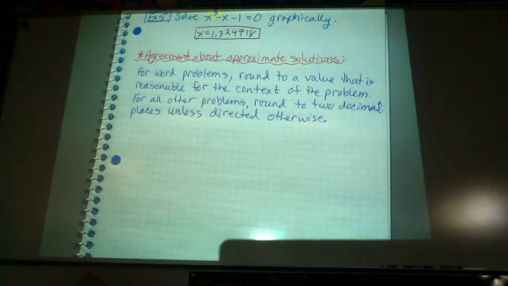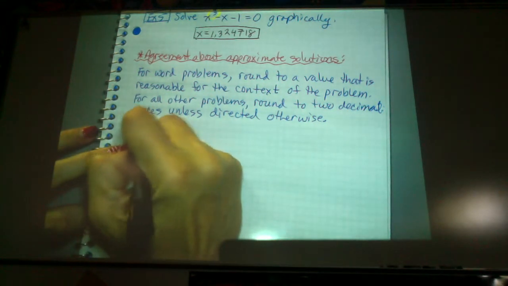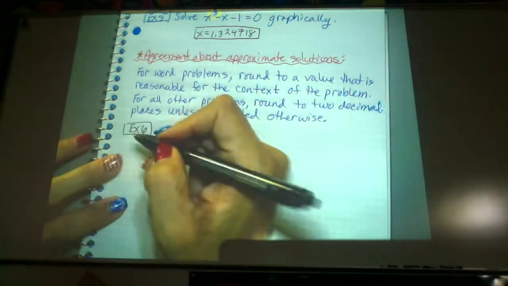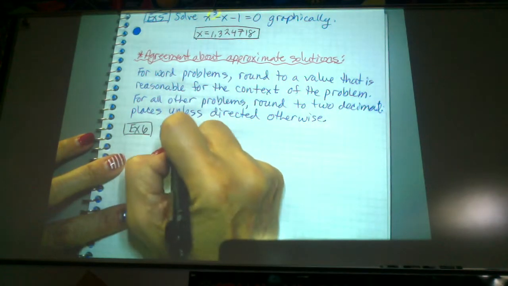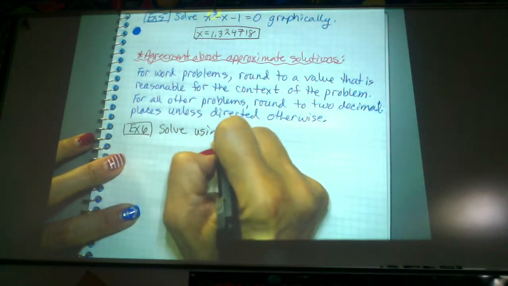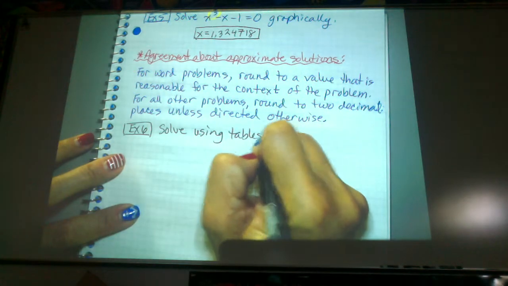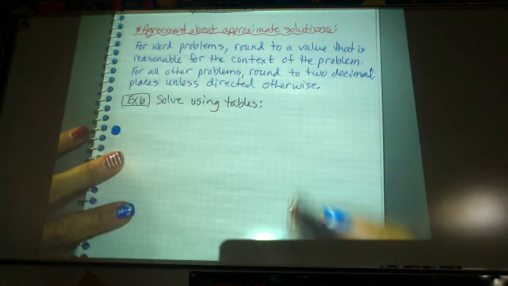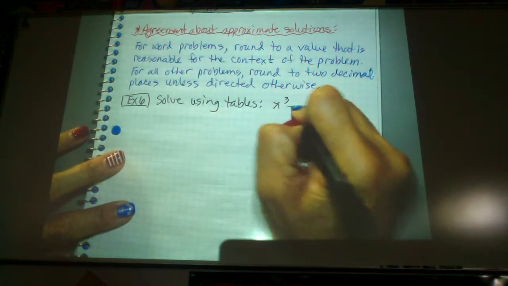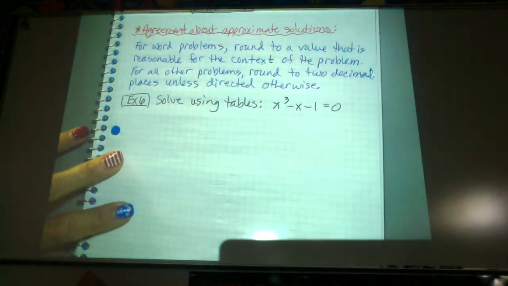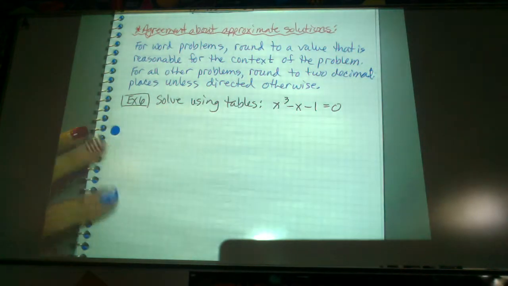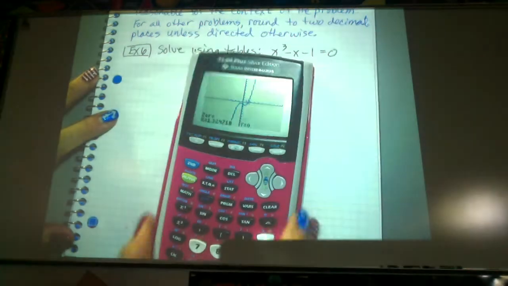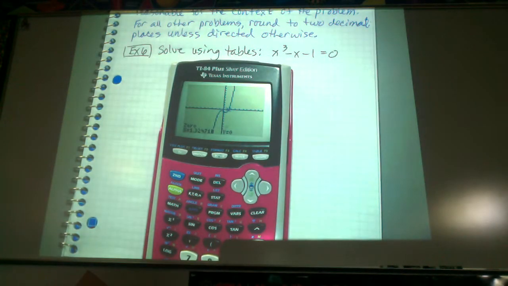All right, so example 6, we're going to need that. For example 6, we're going to need some room. Solve using tables. This actually has a fairly useful tool, and we're going to solve exactly the same problem that we just did. So we already know the answer. But I'm going to show you we can arrive at that same answer using tables. Remind me to have you change your tables when we do this.